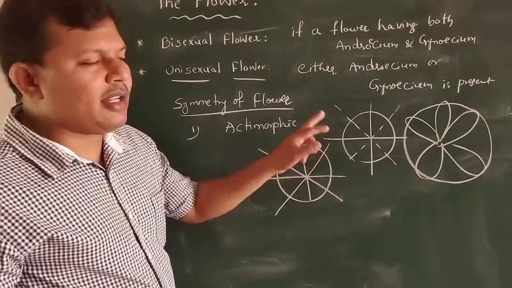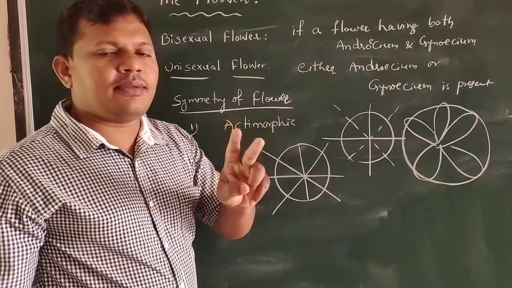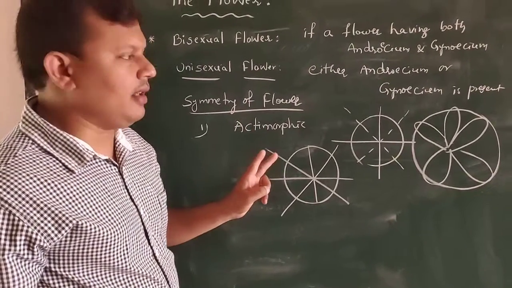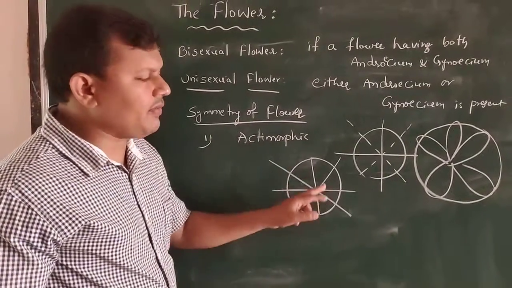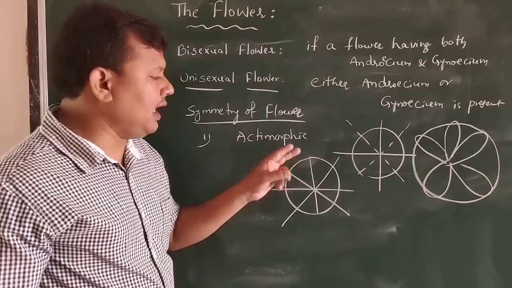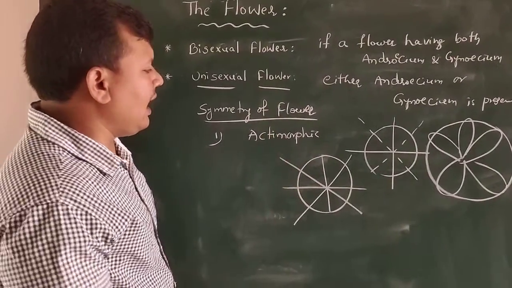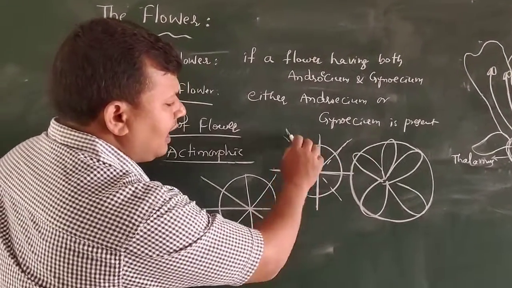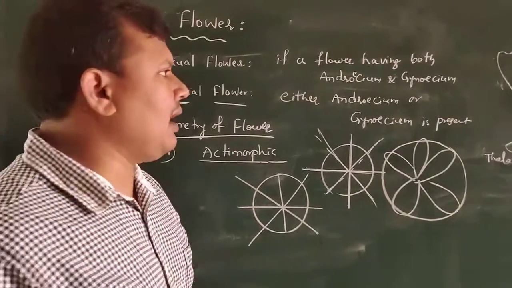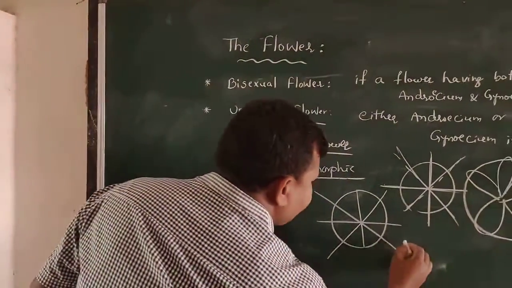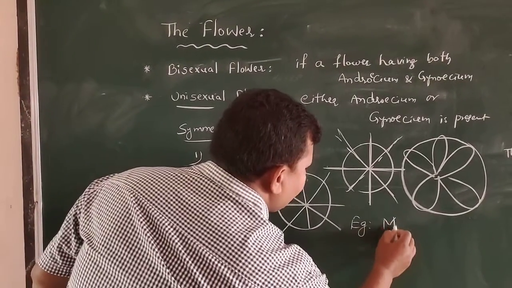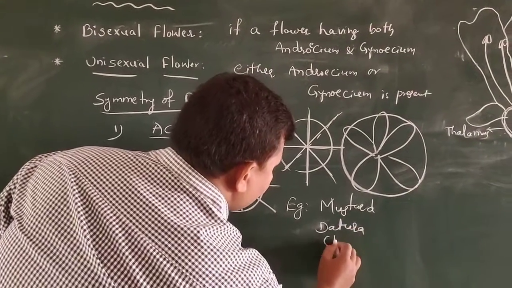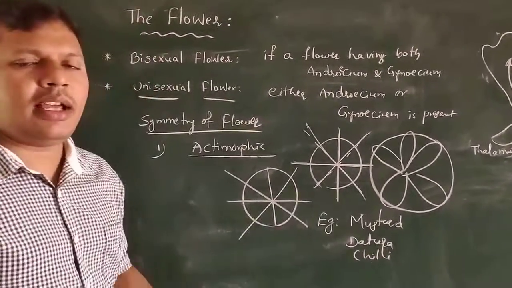If a flower can be cut into two equal parts from any plane, that can be called an actinomorphic flower. And the examples are mustard. Mainly you have to remember the examples: mustard, datura and chilli.